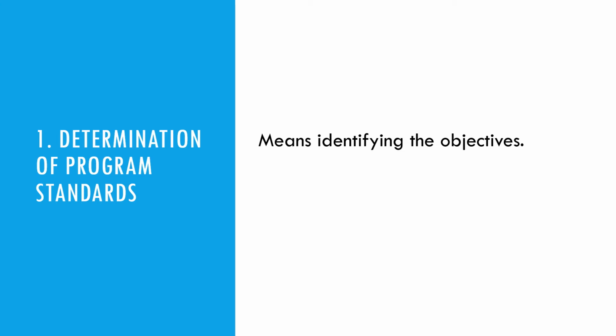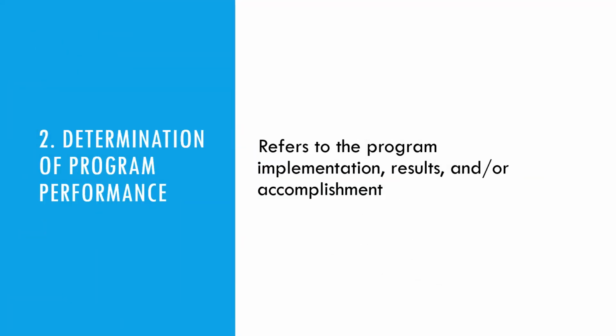So how are you going now to make your evaluation? Of course, first you have to determine the program standards. That is determination of program standards, which means identifying your objectives. The second one is determination of program performance. Here, it refers to the program implementation, results, and or accomplishment. That is what you have to consider in determination of your program performance.